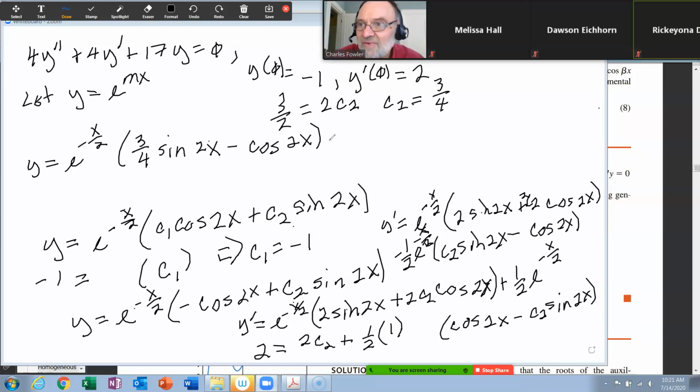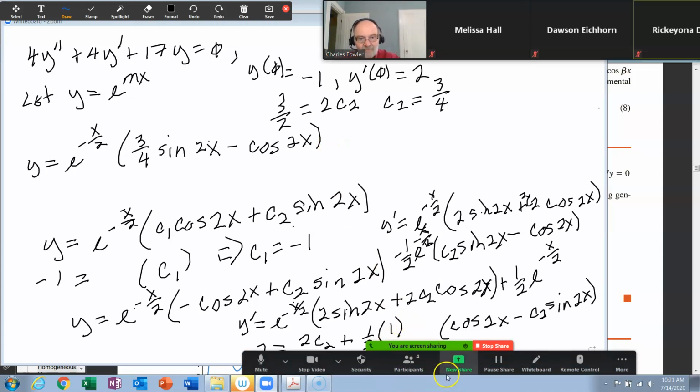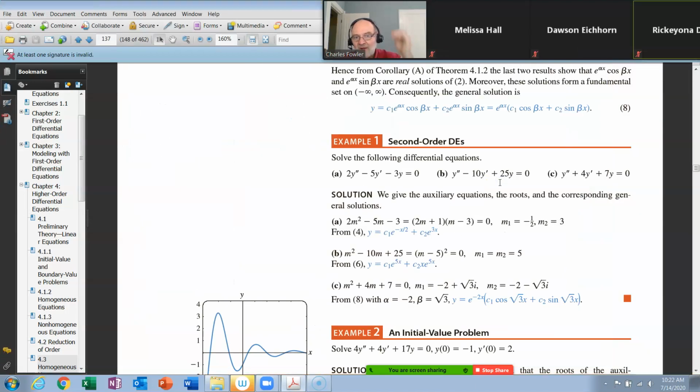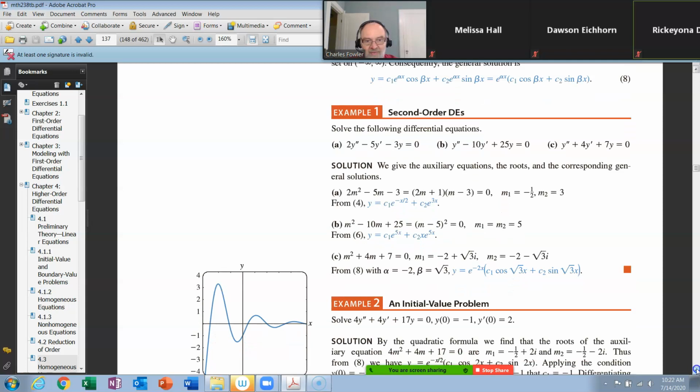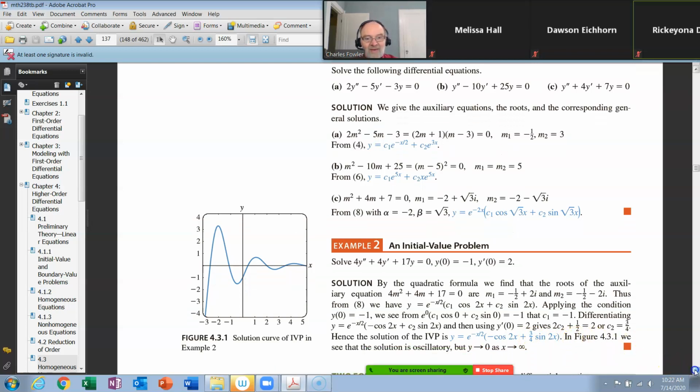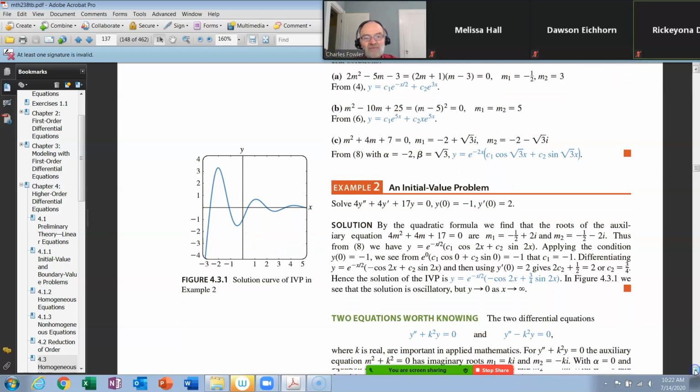Now, let's set this aside for just a moment and go back to the book, sorry. Here's the one we were just working on, and there was a solution. y is equal to e to the minus x over 2 times, they put the minus cosine 2x in front, plus 3/4 sine 2x behind. That's fine. Now, they then say two equations worth knowing.